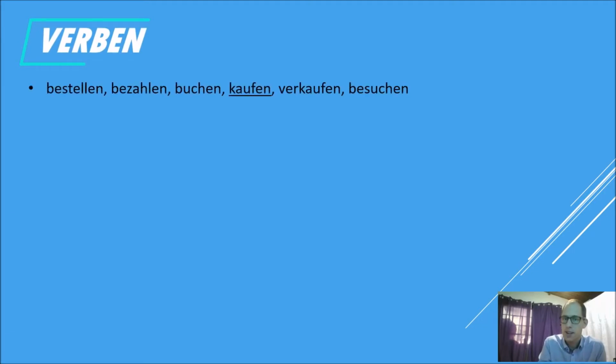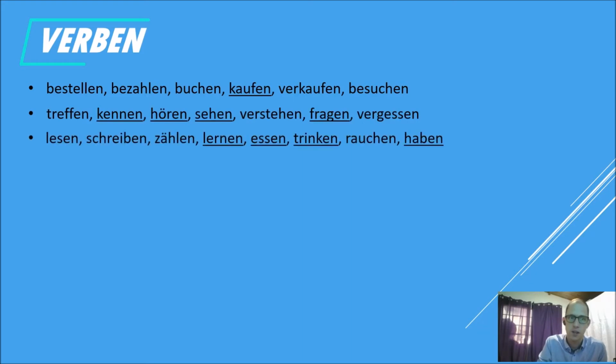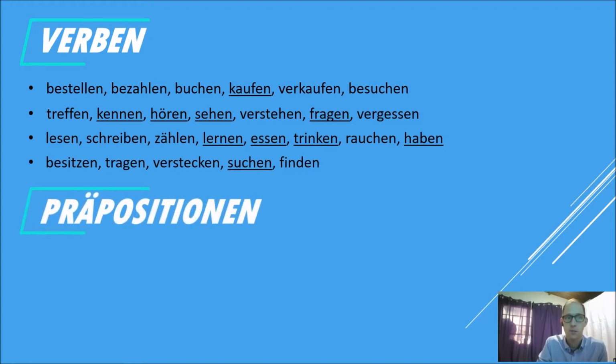Now, a good indicator is the verb. There are verbs that need an accusative. So when you read one of these words you see here on the screen, then normally after this verb stands the accusative. We have kaufen, kennen, hören, sehen, fragen, lernen, essen, trinken, haben, suchen, and so on. You see all the other words here, a list you could learn or memorize if you want to.